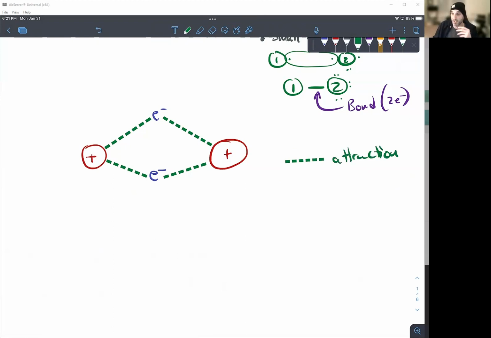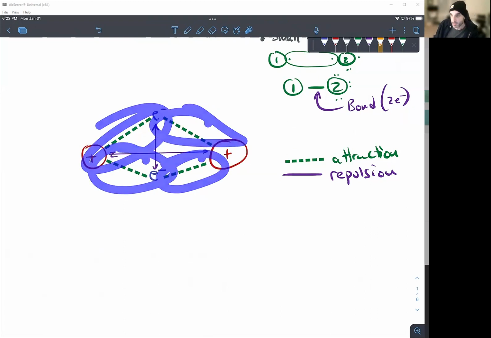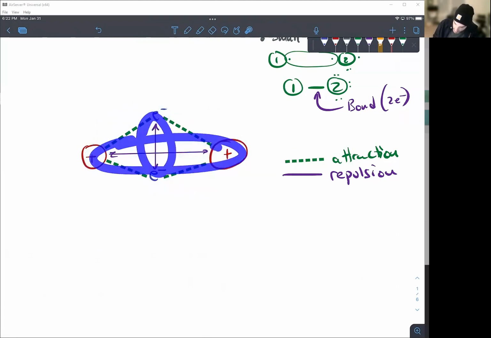So having 2 electrons in between is good. It helps us hold those things together. But of course, we also have to consider the fact that the interaction between these are repulsions. And we're going to see this a lot, especially when we get into intermolecular forces as well. So we have 2 things. I have the attractive forces here, here, here, here, all 4 of those. And then I have the repulsive forces of these 2.